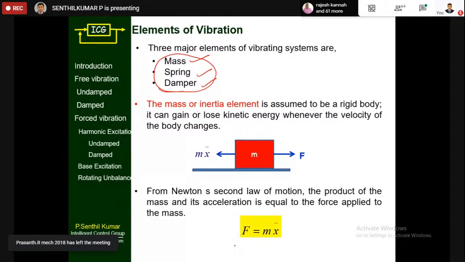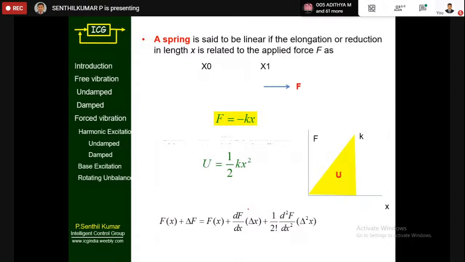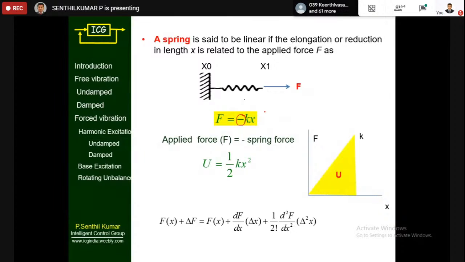What is the equation for mass? F equals m x double dot, Newton's second law. We derive that equation from Newton's second law. Then spring: F equals minus k x. The minus represents the opposite force. Let us imagine a spring like this. Whenever you push a spring, the spring will pull you. Whenever you pull a spring, the spring will push you. That's the concept, and that's why we use the minus sign.